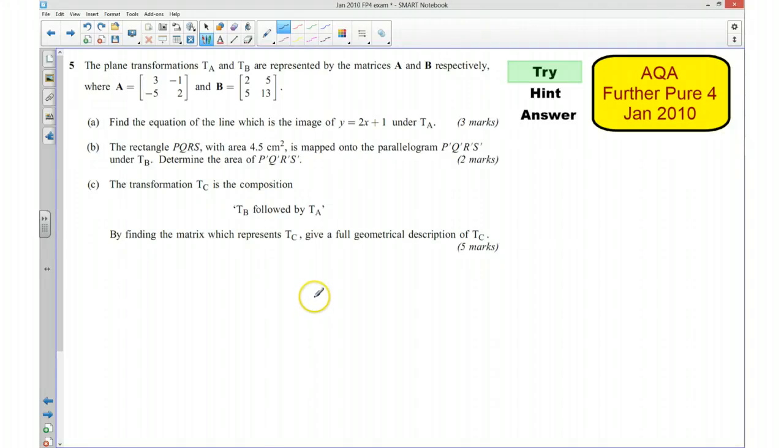Hi, this is question number 5 from the AQA Further Pure for January 2010 exam paper. This video is going to be split into 3 parts. The first part you're going to try the question yourself, and then I'm going to go over a hint as to how you can get the answer if you're unsure, and then finally I'm going to go over the answer to the question. So if you'd like to pause the video and have a go at the question first.